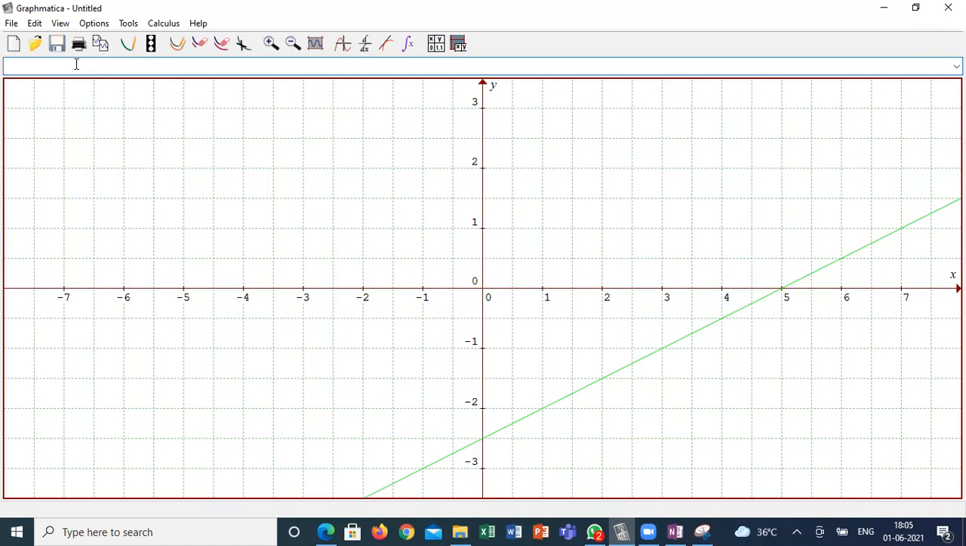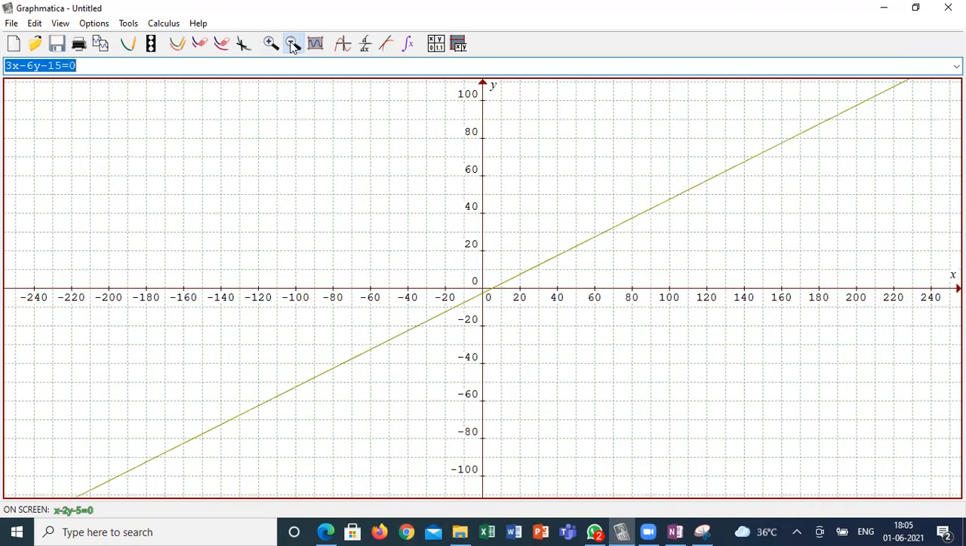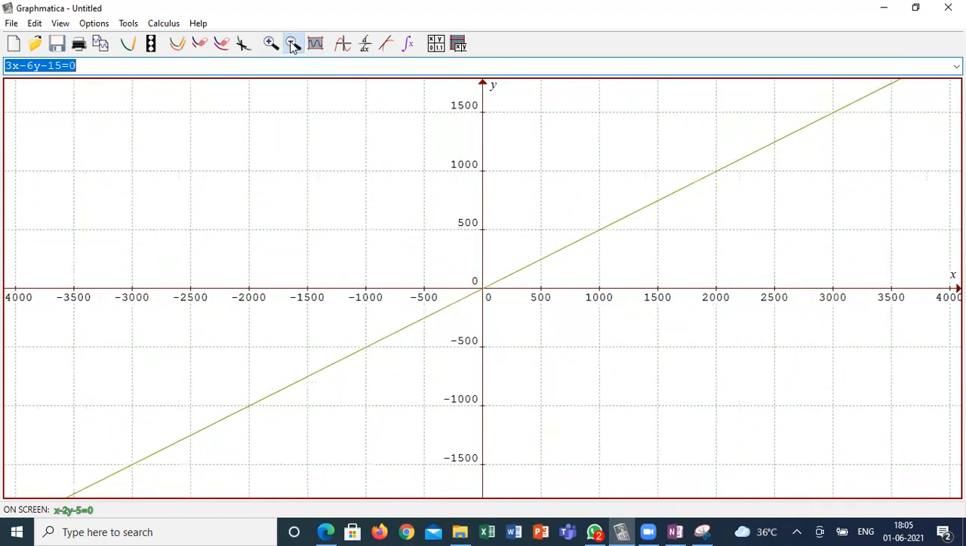The second equation is 3x minus 6y minus 15 is equal to 0. See here, it is also representing the same. Both lines are representing the same. I didn't get any two lines. If I zoom out also, it shows only a single line. Even if I take 4,000 points on the x-axis and 1,500 points on the y-axis, both are representing the same line only.